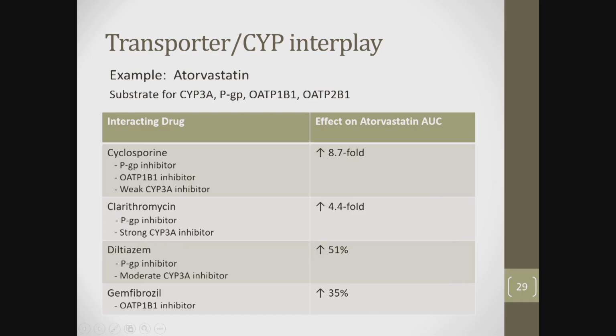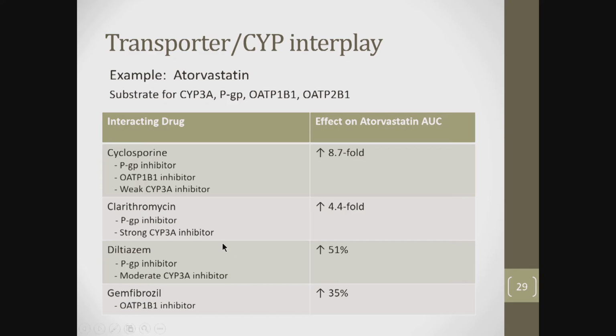If you look at the very bottom first, a drug like gemfibrozil, which only inhibits OATP1B1, you see about a 35% increase in atorvastatin exposure. However, going to the very top, when you consider a drug that inhibits PGP, OATP1B1, and is a weak CYP3A inhibitor, you get a profound effect on atorvastatin exposure of nearly 9-fold.